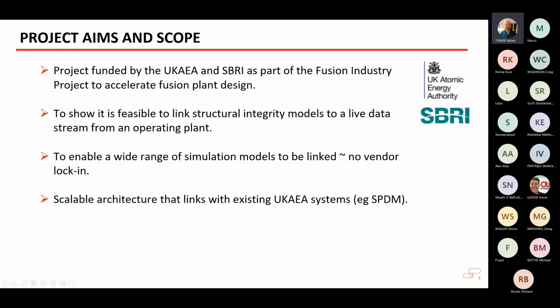We also wanted to demonstrate that we could scale the architecture. So we could start off with literally just a single model and be able to add additional ones to it.